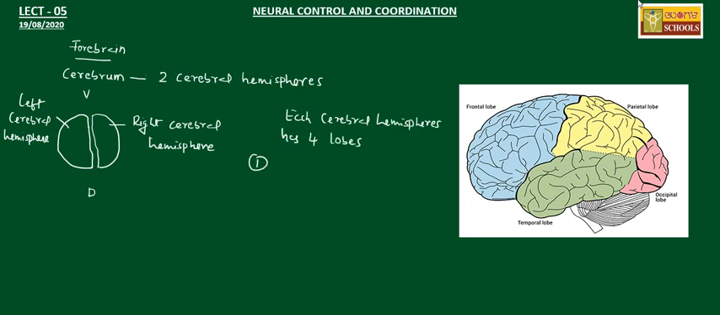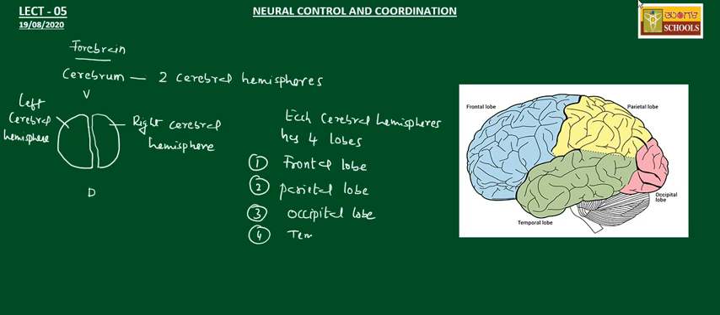Each cerebral hemisphere has four lobes. This one, the frontal lobe. Here the names are given according to the bones: the frontal bone, occipital, parietal, which we have seen in the human skull. The portion of the brain present below the frontal bone is the frontal lobe of the brain. In a similar way, the parietal lobe is present below the parietal bone. It is a similar case with others also: the occipital lobe, and then another one called the temporal lobe. So, four lobes of each cerebral hemisphere.